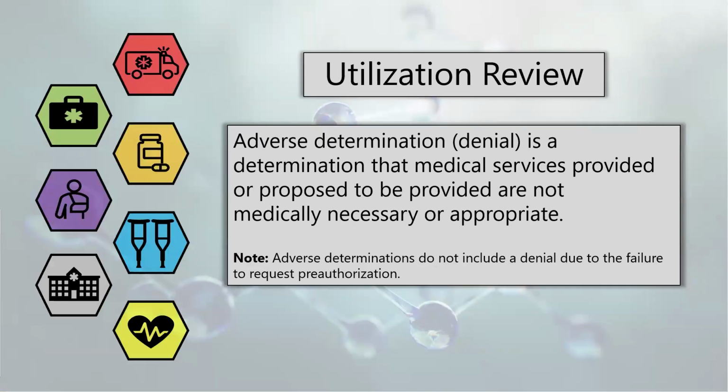Now, the utilization review definition of denial is called adverse determination. That's when the utilization review agent has made a determination that the services you propose to be provided are not medically necessary or appropriate. That's an adverse determination. This does not mean that they're saying, we're denying you because you didn't get pre-auth and you should have. It's actually speaking to the medical necessity of the services that you are proposing to provide.